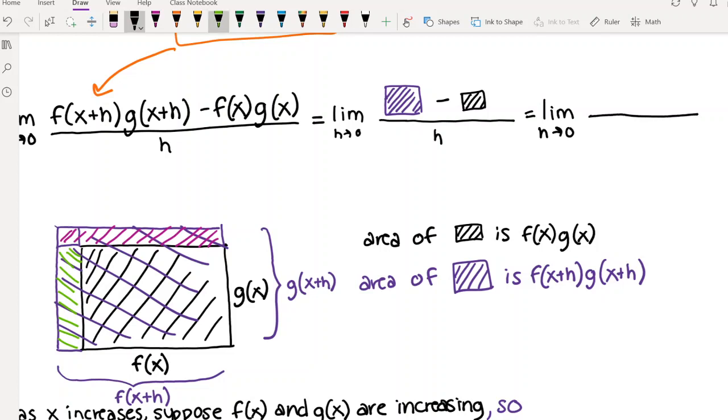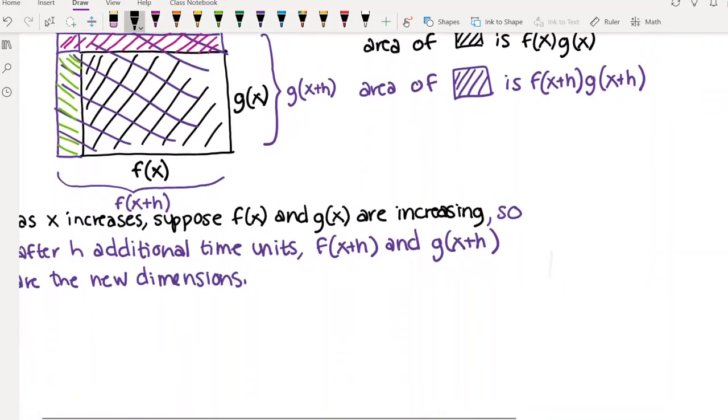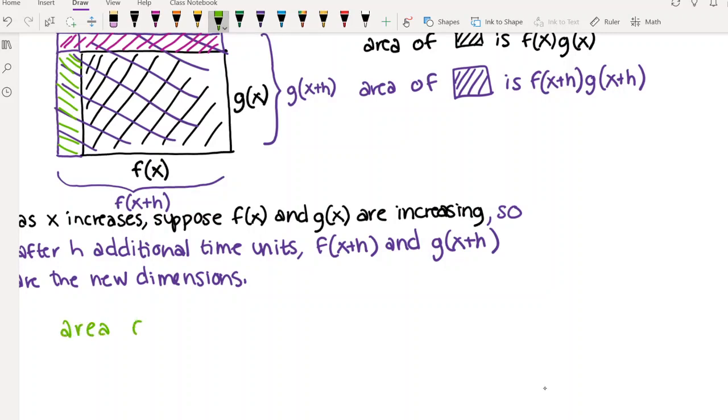Okay, so now, instead of taking the limit of these subtracted areas, we're going to focus on adding up these two other rectangles. Okay, so let's go down below here now. I probably should have laid this out a little bit better, but that's okay.